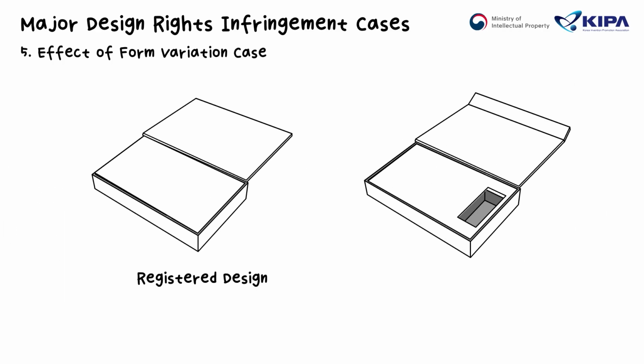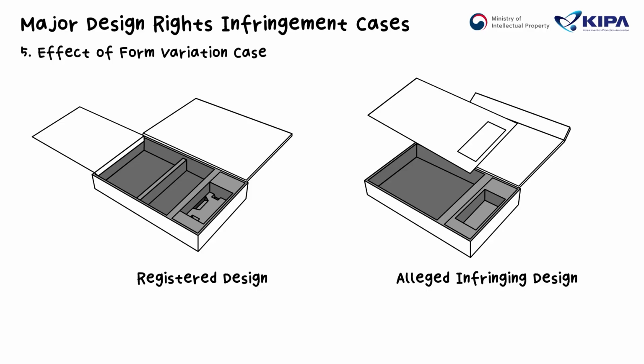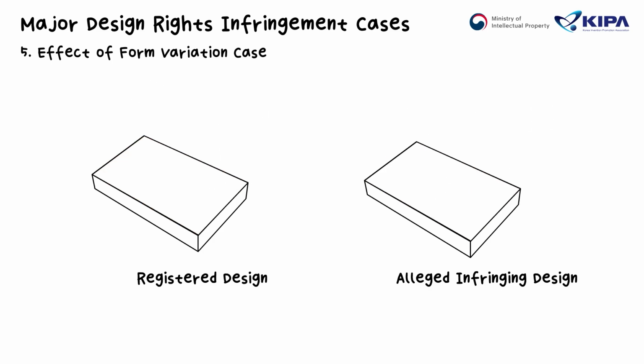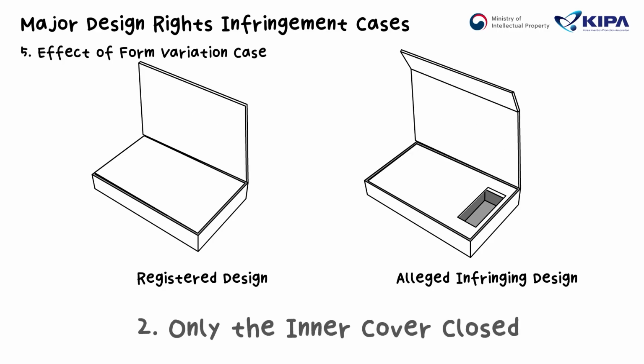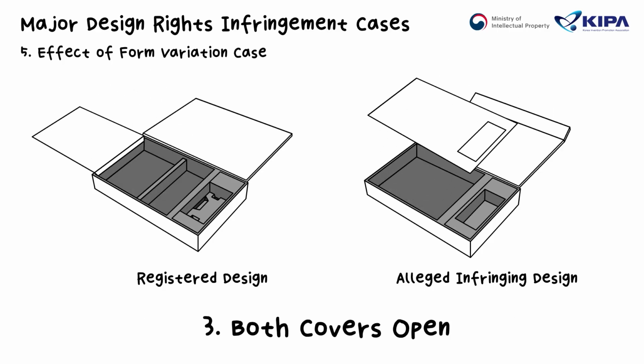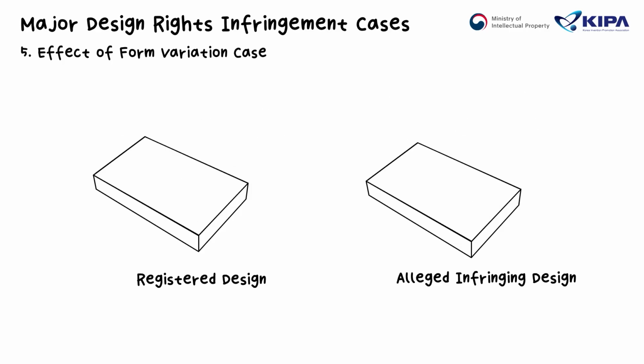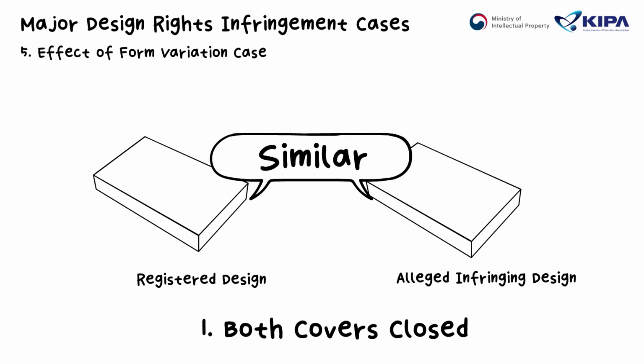Both the registered design and the alleged infringing design concern mobile phone packaging boxes that separate the accessory storage space from the mobile phone storage space, and that include an inner cover covering only the accessory storage space, as well as an outer cover that encloses the entire body. Accordingly, depending on use, the form naturally changes between three states: both covers closed, only the inner cover closed, and both covers open. When comparing the registered design and the alleged infringing design, focusing on the perspective and plan views that best reveal their overall shape and configuration, both designs appear similar when both covers are closed.